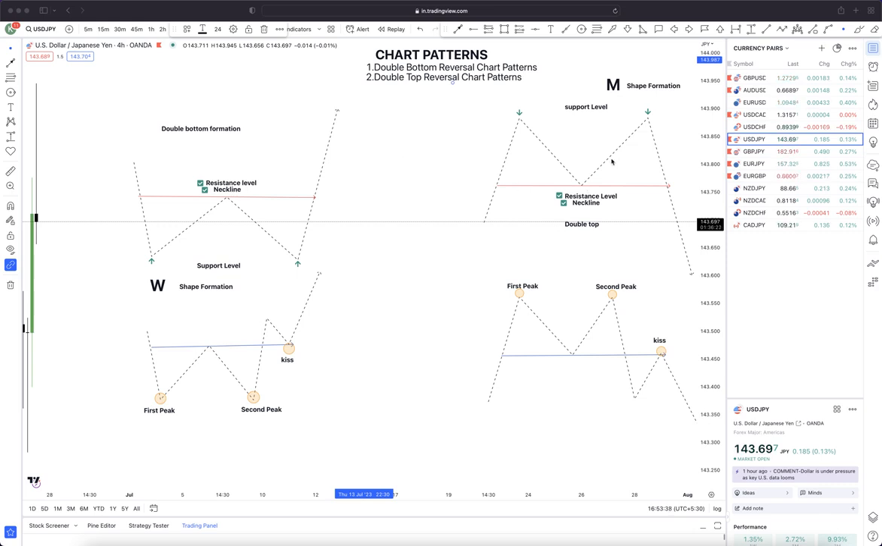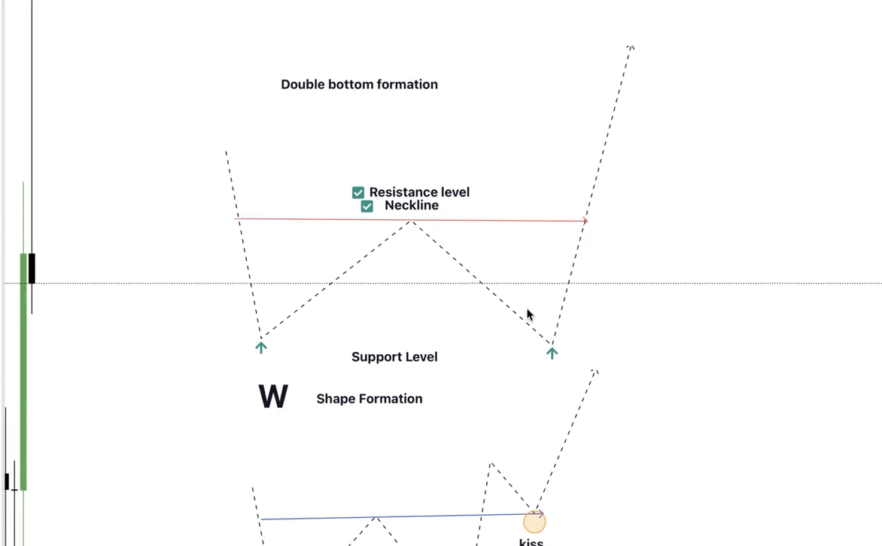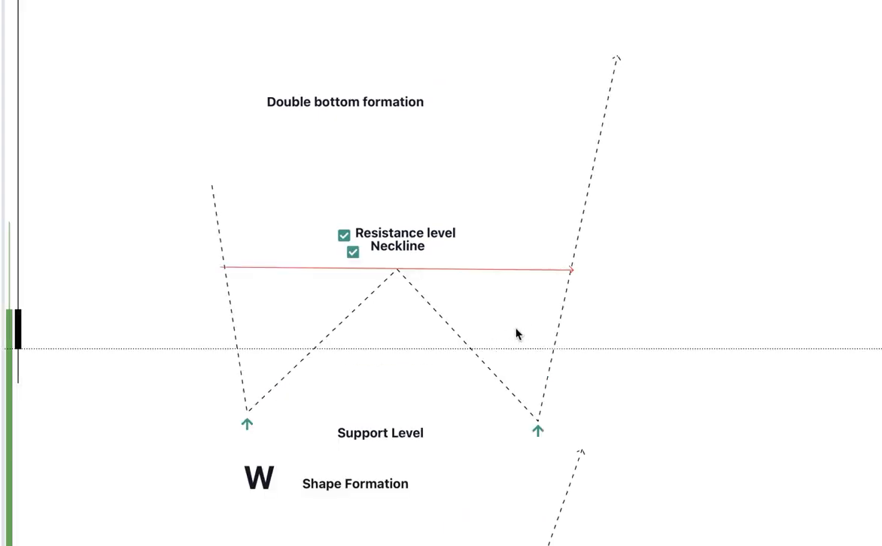Okay, so the first one we'll be talking about here is the double bottom reversal chart pattern. This is how the double bottom reversal chart pattern looks. It looks like a W-shaped formation where we have the support level, the resistance level, and also the neckline. A double bottom is a bullish reversal chart pattern, and when found in a downtrend, once the neckline is broken, that confirms an uptrend.